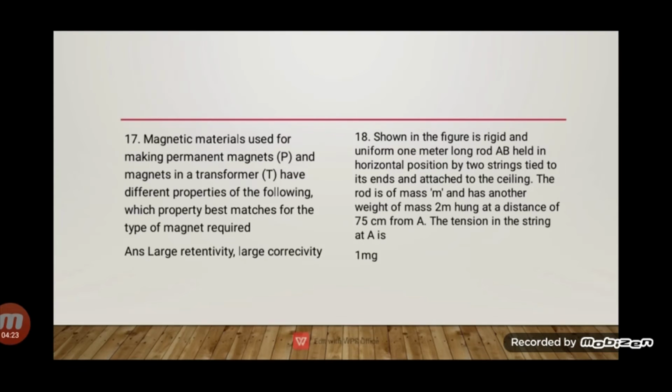Which magnetic material is used for making permanent magnets and magnets in a transformer? This is a theory type question. Large retentivity and large coercivity is the correct answer. Next question: a rigid and uniform 1 meter long rod AB is held in horizontal position by 2 strings tied to its ends, attached to the ceiling. Then the answer of this question is 1.